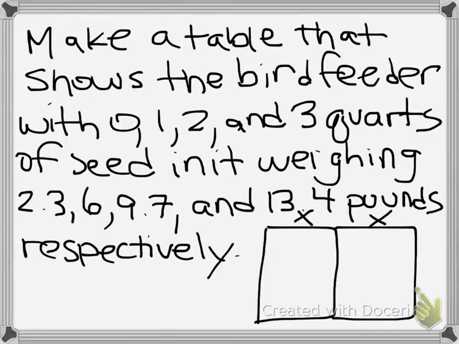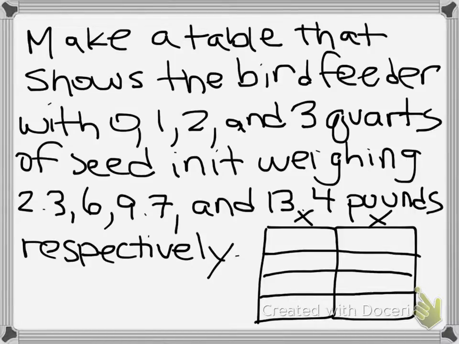So, back to when we were doing independent and dependent variables, the x value is always your independent variable and your y value is always your dependent variable. So, the quarts of seed, are they going to affect the weight? Yes. So, the quarts of seed are going to be your independent variables. The weight is going to be your dependent variables because it is affected by the number of quarts. So the weight is going to be the dependent, so that makes it the y.